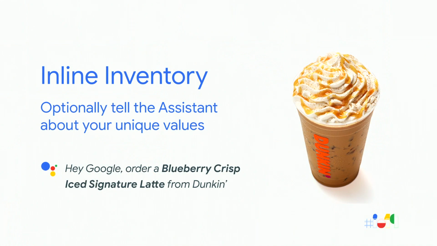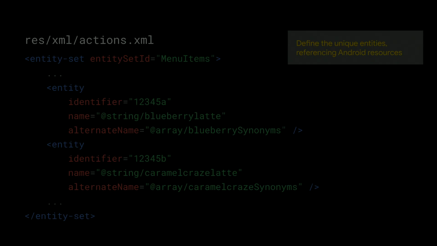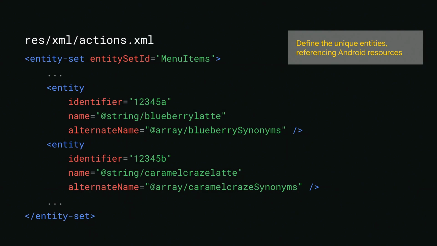The user may say something like, hey Google, order a blueberry crisp iced signature latte from Dunkin'. Now, the user may say that phrase, and we'll be able to extract the text from it. But of course, the user may say it in a slightly different way. They're not always going to get that exact product name. Inline inventory will let us tell the assistant about what values to expect and subsequently make it easier to handle within our Android application. Let's look at an example to illustrate.